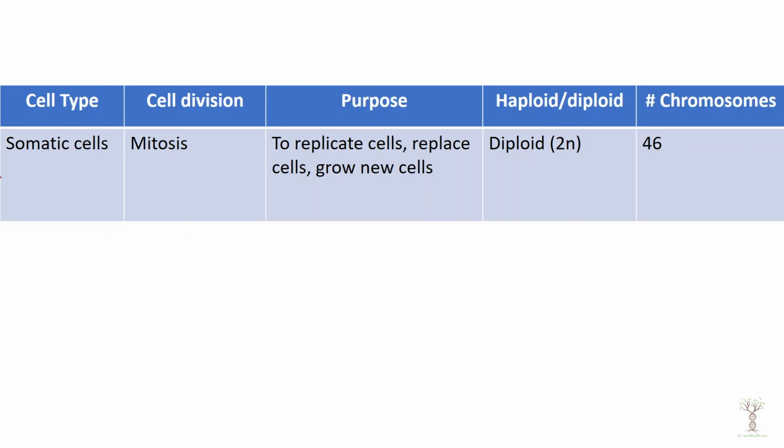And lastly, here's a little bit of a summary of some key points. Somatic cells go through mitosis. The purpose is to replace old cells or grow new cells or to repair injuries. If you cut your skin, you have to grow new cells.